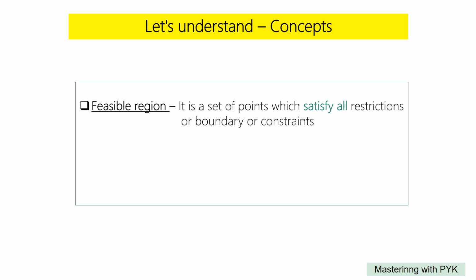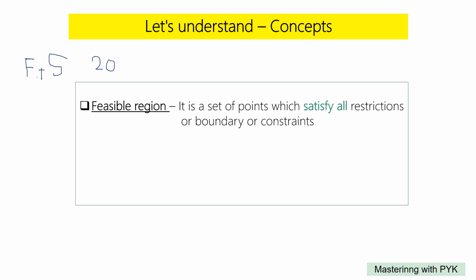So what do you mean by feasible region? It is a set of points which satisfy all restrictions. In the previous question, the restriction was that x, the fans, plus the sewing machines, the space, was less than or equal to 20.